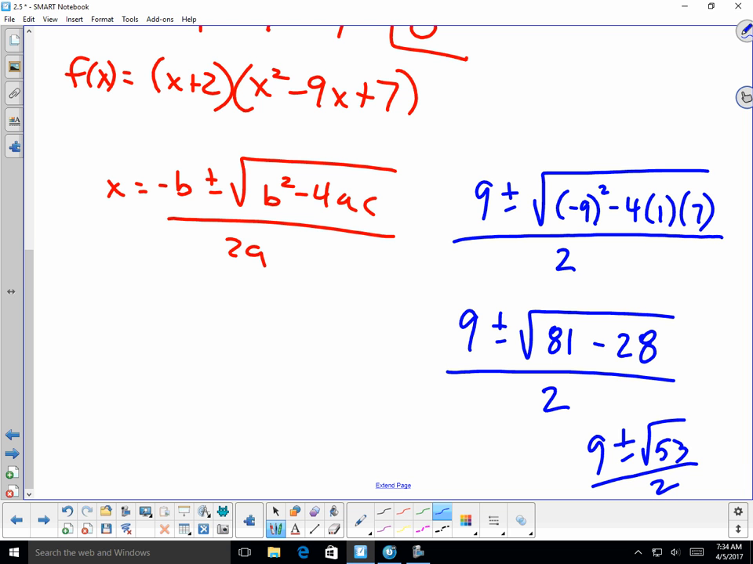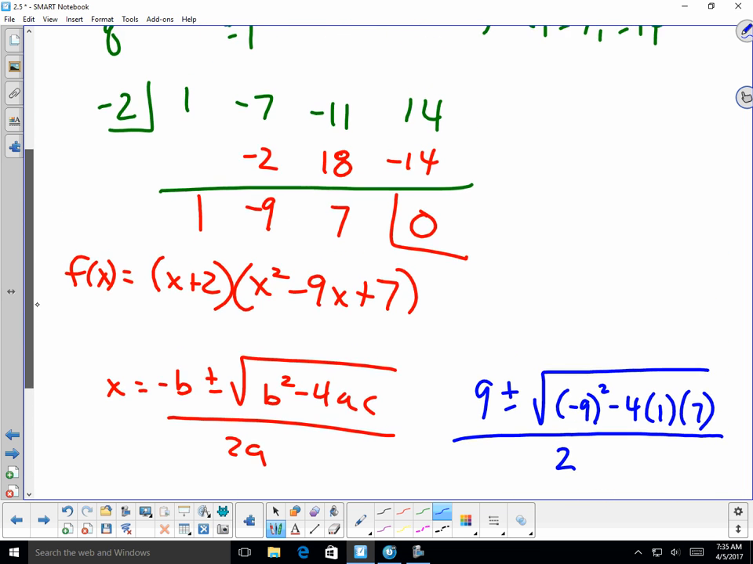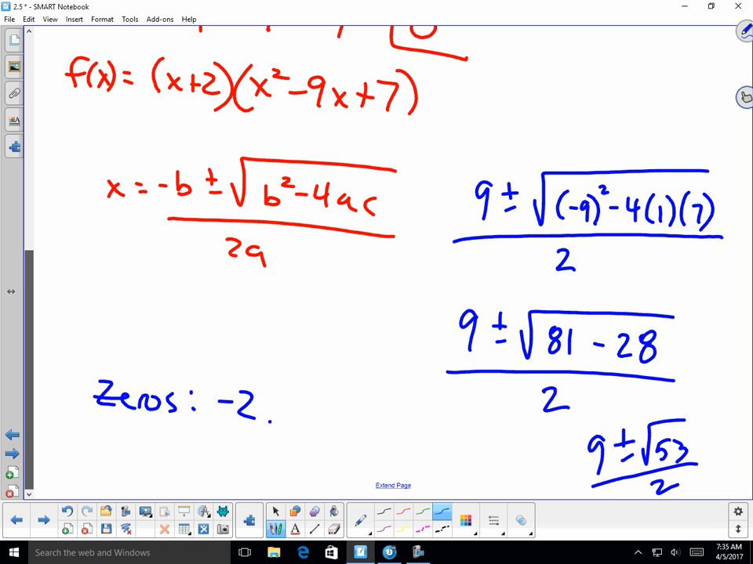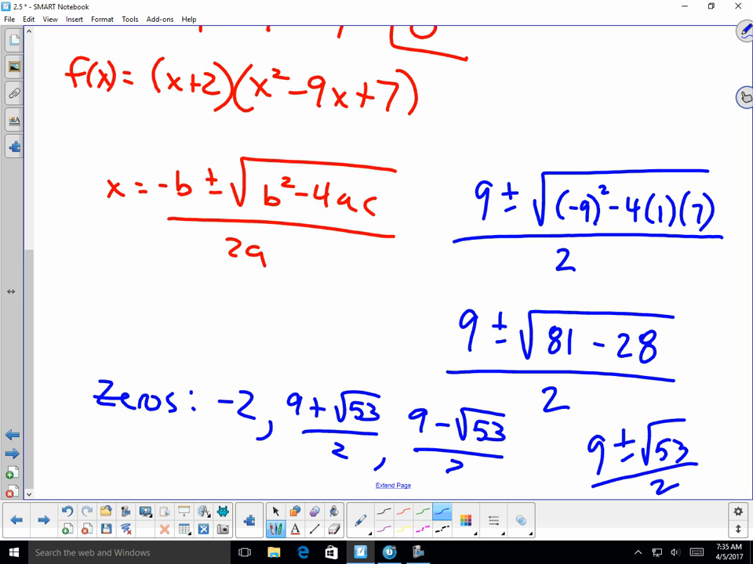So my zeros for this, I'm asked to find all zeros. -2 would be one of the zeros. We saw that with the synthetic division. And then 9 plus square root of 53 over 2 would be another zero. And 9 minus square root of 53 over 2 would be the third zero. So 3, you're guaranteed to have 3 zeros.